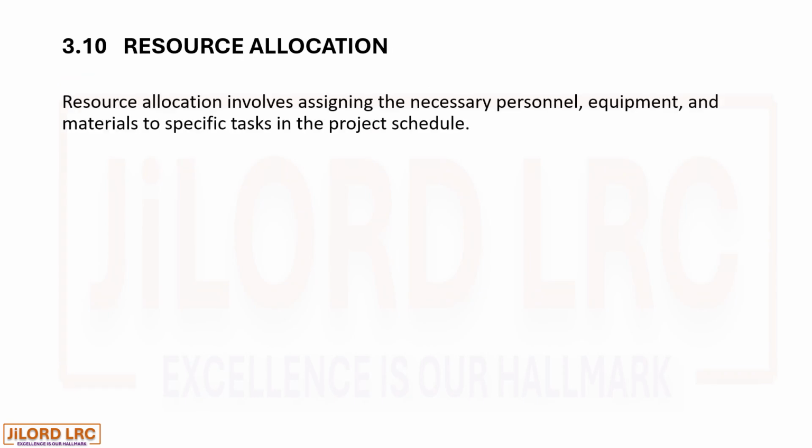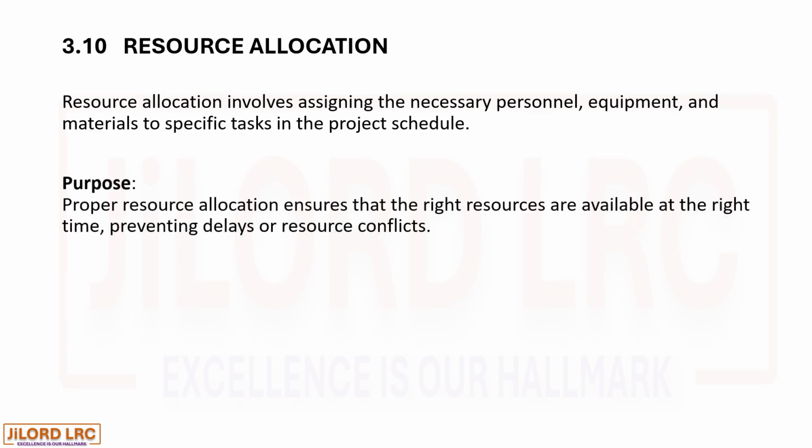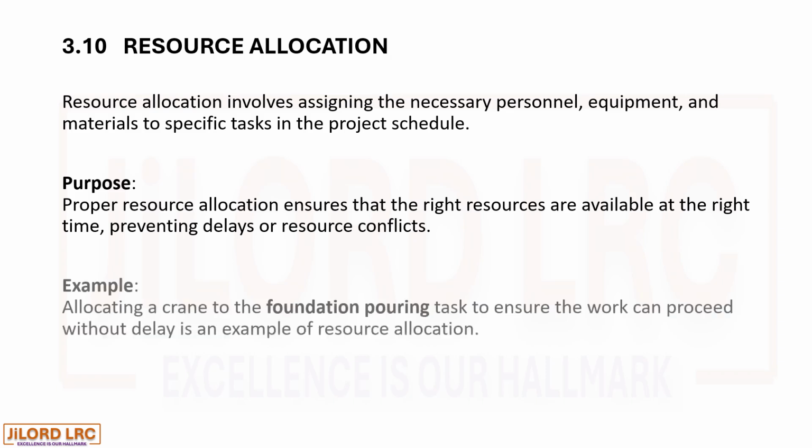Resource allocation. Resource allocation involves assigning the necessary personnel, equipment, and materials to specific tasks in the project schedule. Purpose. Proper resource allocation ensures that the right resources are available at the right time, preventing delays or resource conflicts. For example, allocating a crane to the foundation pouring task to ensure the work can proceed without delay is an example of resource allocation.